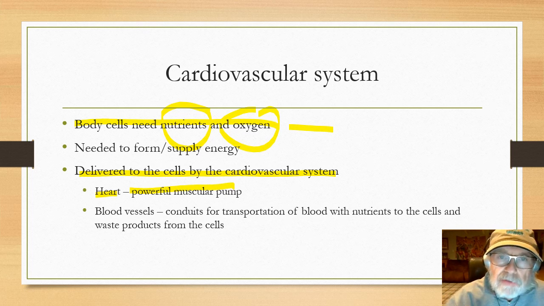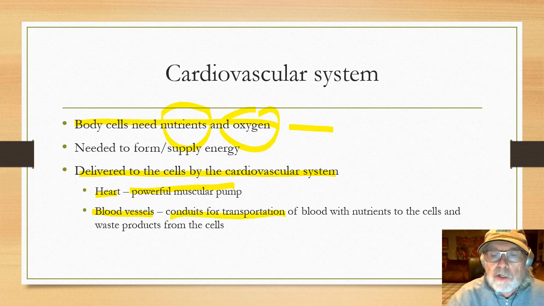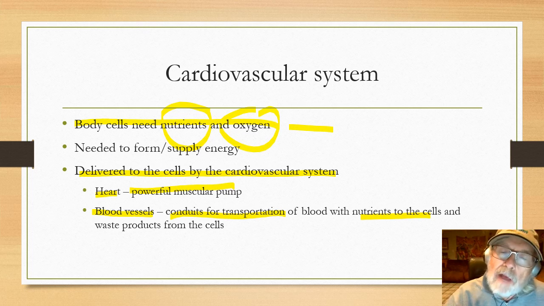But the pump itself is not alone. We have to have some way to get the blood there, and that's through the blood vessels. The blood vessels are conduits for the transportation of blood, with the nutrients and the oxygen, to the cells. We also have to realize that when the cells are doing work, they also will have waste products. There will be waste that's formed.